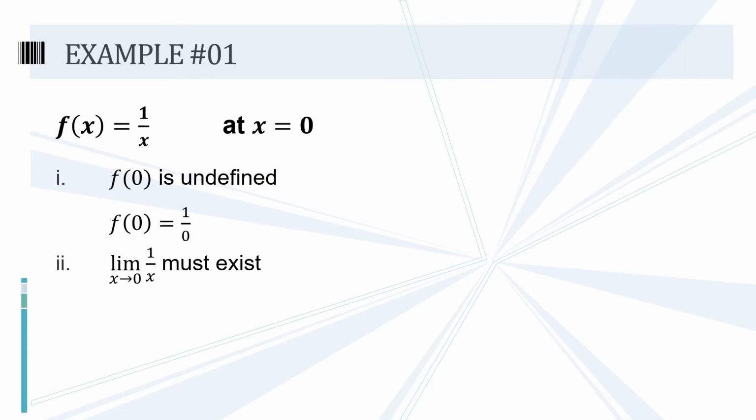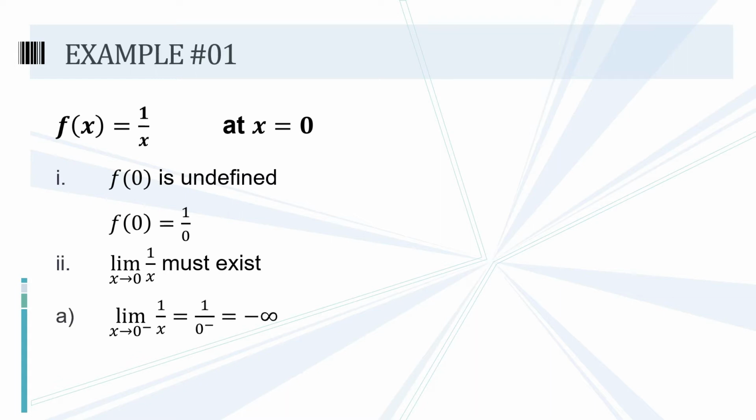Yung limit of 1 over x as x approaches 0 must exist. Diba? Dun sa continuity natin. So, pag tinignan nyo, 1 over 0, observe na hindi natin makikita agad kung ano yung limit niya. Okay? Unless kunin natin yung two one-sided limits niya. That is, the limit of 1 over x as x approaches 0 from the left and the limit of 1 over x as x approaches 0 from the right.